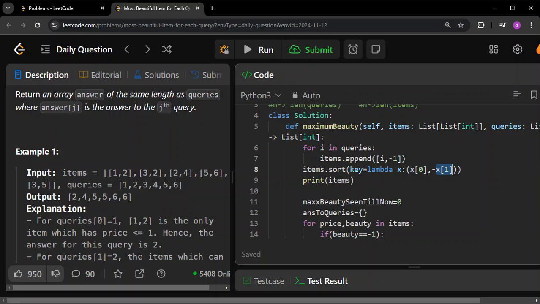And then it should be descending based on x of 1, that is, descending based on their beauty. Why have I given a minus here? That means it will be descending. So if three elements have the same price, the one with the highest beauty will come first. That is something that I want. Why I'm doing that, you will get to know when you see the solution.